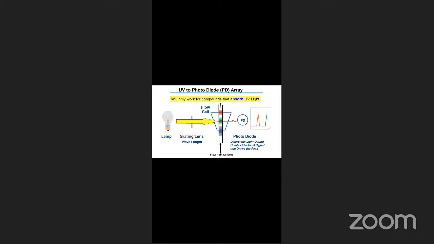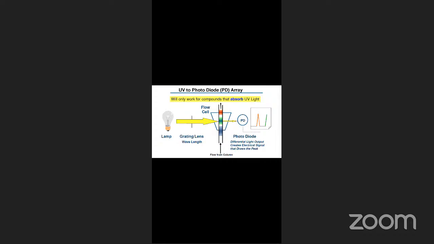Now, there is one more UV detector called PD, photodiode detector. And this is something very, very important to know because it allows you to have now a grating system.